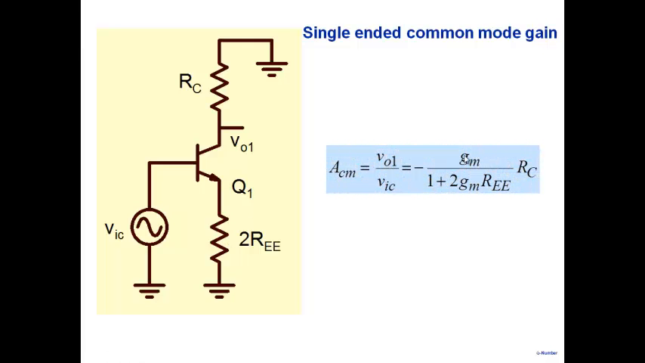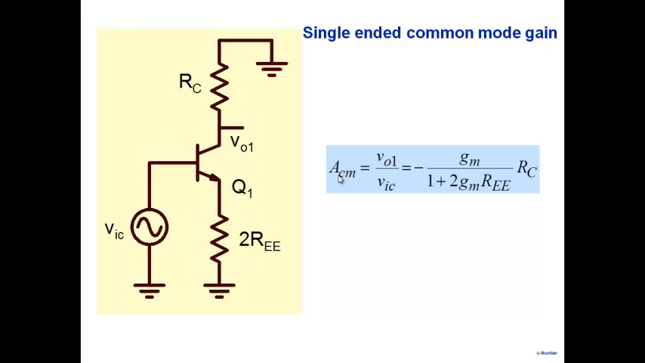This is again a common emitter amplifier with a resistor RE, and we already know how to do this. V01 by VIC will be equal to GM divided by 1 plus GM multiplied by the net resistor here, which is 2 RE, multiplied by RC. So that's the net gain from here to here. Alright, so this is what we call the common mode gain.